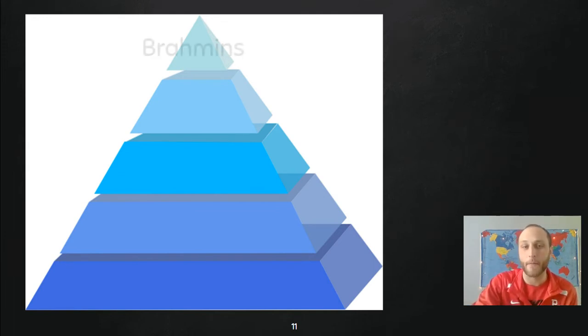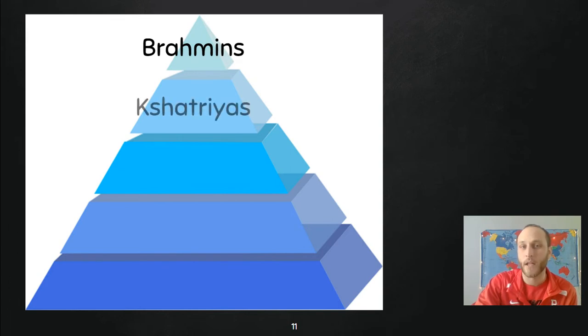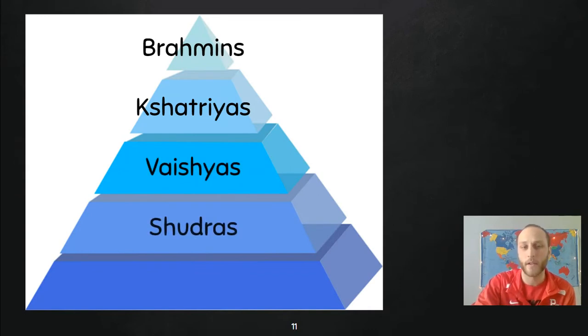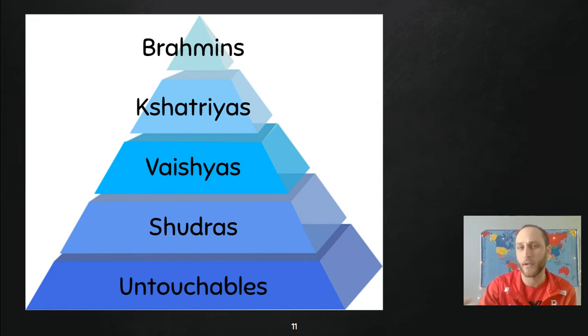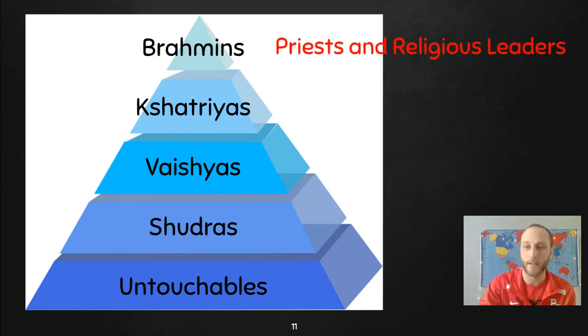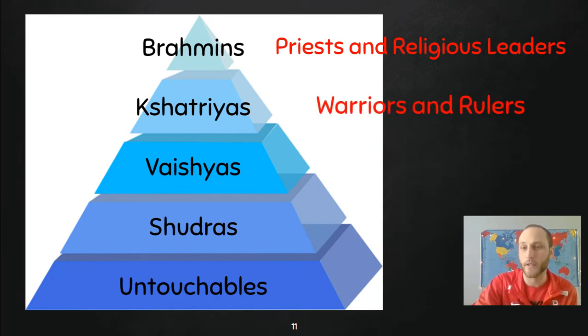So starting from the top, we've got the Brahmins at the top. We've got the Kshatriyas on the second level, second most powerful. The third level, we have the Vaishyas. The fourth level, we have the Shudras. And then we have the untouchables here at the bottom. As a reminder, the Brahmins are priests and religious leaders. So in India, the priests are the most powerful because they're the ones that get to teach the holy text. We've got the warriors and rulers, which are the Kshatriyas. These are the people that are protecting India and leading.